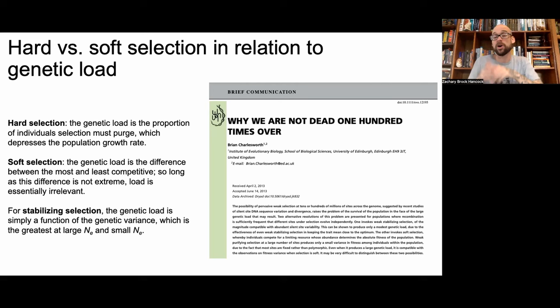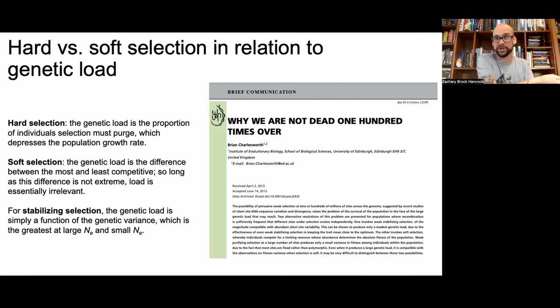Now, again, there could still be an intolerable genetic load in soft selection, but the only way it can occur is if the difference between whoever is the most competitive in the population and the population average is very, very large, right? It has to be very large for there to be an intolerable load. And there's not really any evidence in nature that such a hypothetical difference in competitiveness exists, especially for the difference from the population mean. And so Charlesworth argues that we are not dead 100 times over because the fitness effect of mutations may not be determined by hard selection, but may instead merely be soft selection, in which you can harbor many more deleterious mutations, but they don't matter because they're relative to the competitive abilities of individuals, as opposed to the absolute population growth rate.